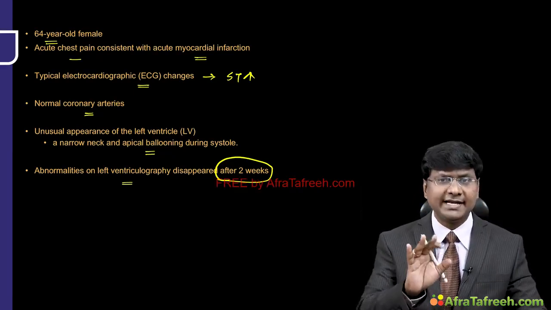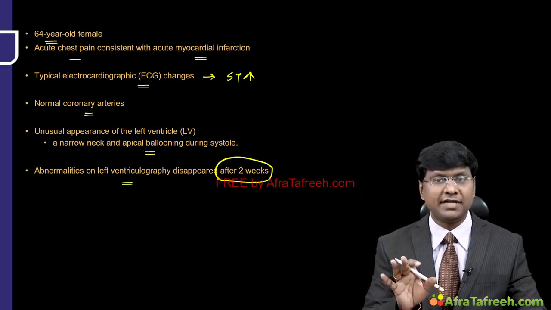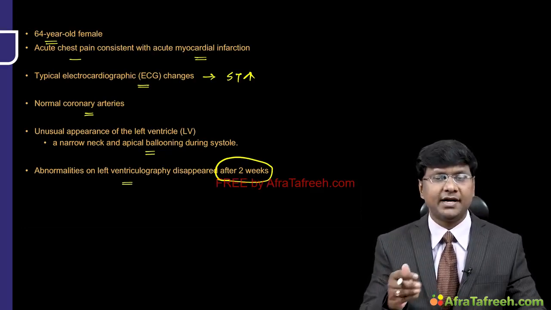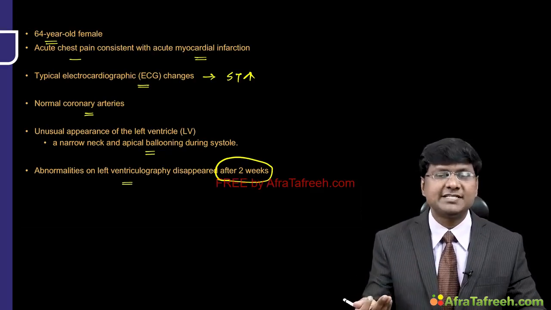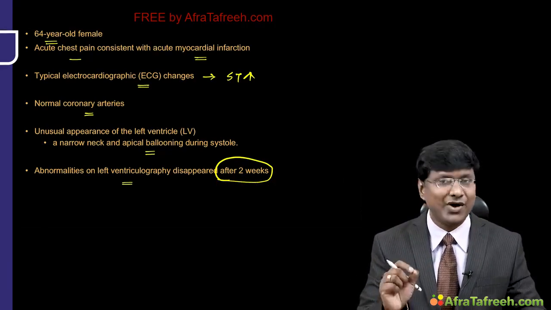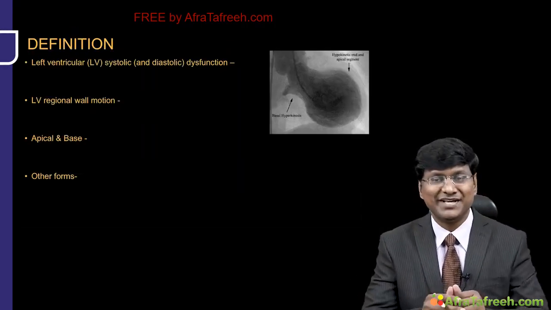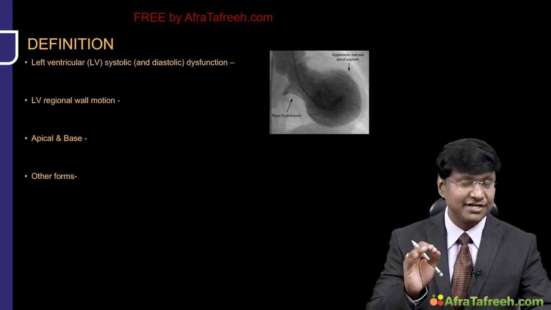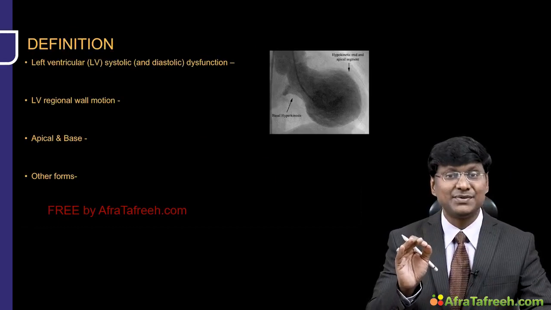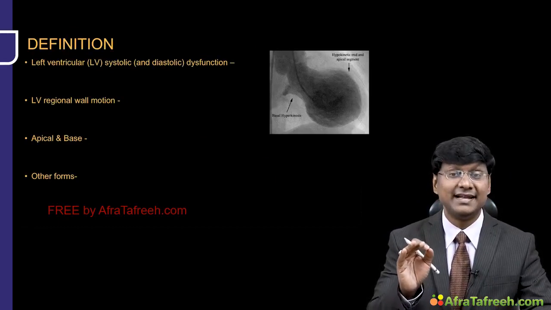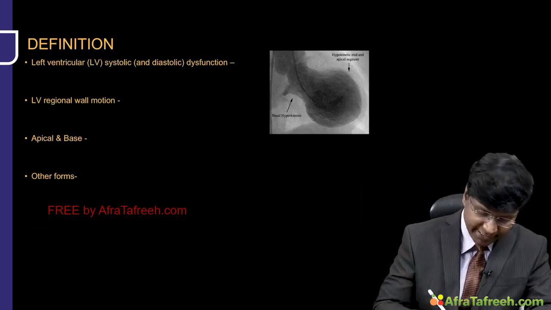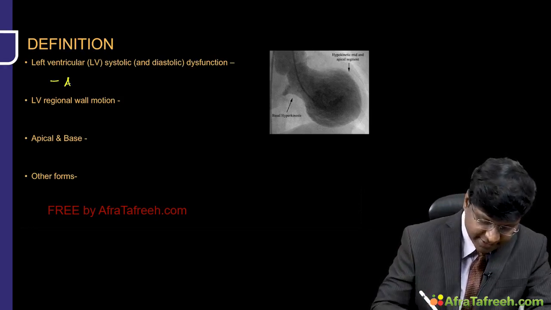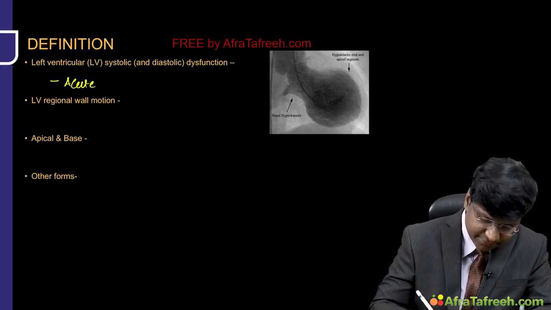Now, what exactly is the overall definition of Takotsubo cardiomyopathy and how do we differentiate various types of Takotsubo cardiomyopathy? All that we will discuss now. If you see the definition of Takotsubo cardiomyopathy, as I said in the beginning itself, it is an acute transient left ventricular dysfunction. Transient in the sense it is a reversible condition. So it's an acute and transient condition.